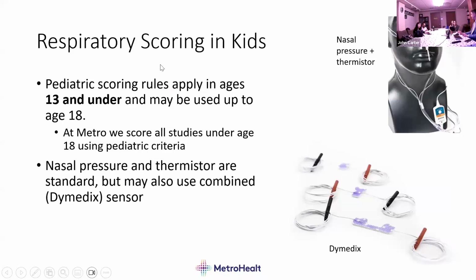So, nitty-gritty stuff. When we are looking at kids, if they're 13 and under, we should use the pediatric rules, and we'll talk about what the rules are.